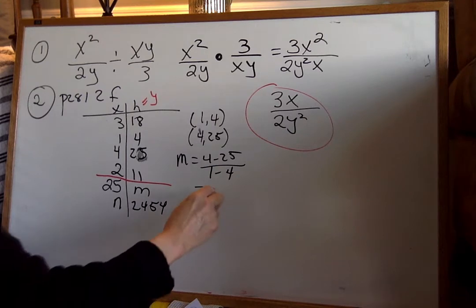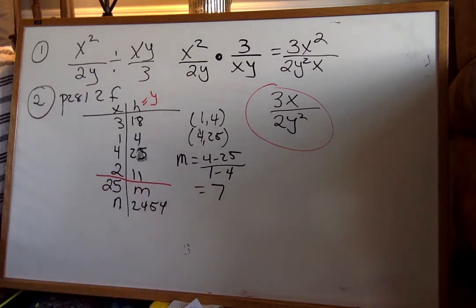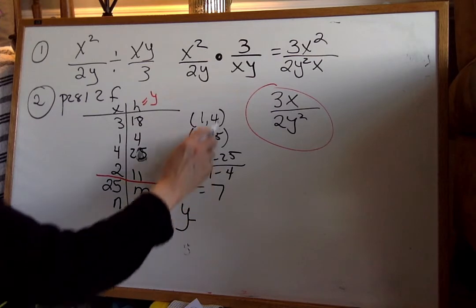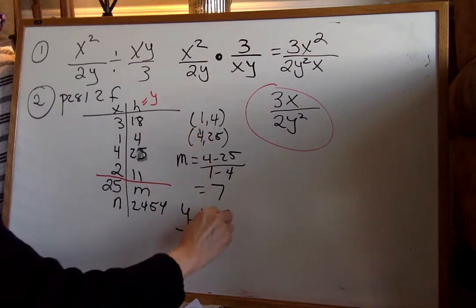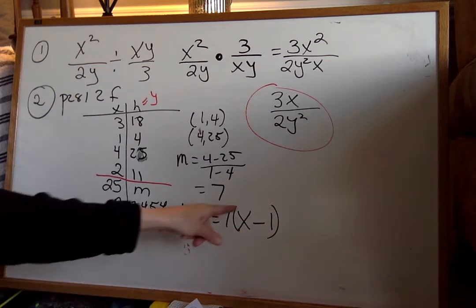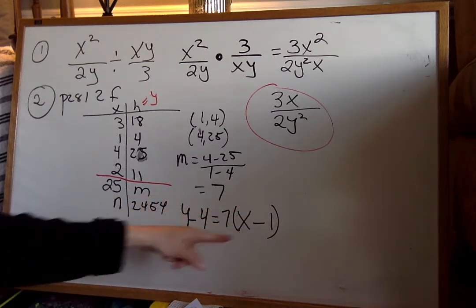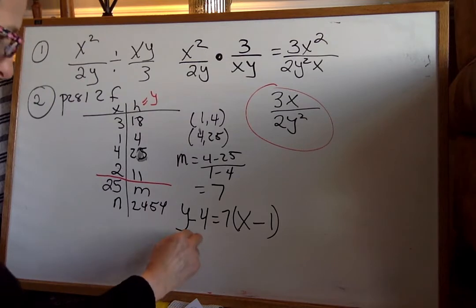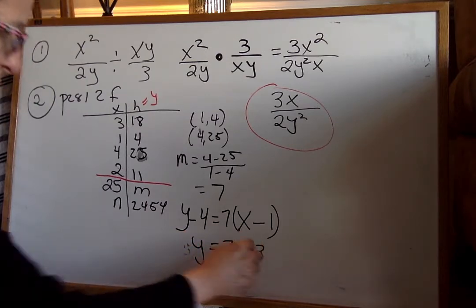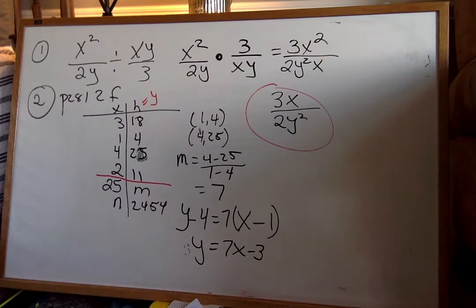If you do that math, you'll get 7. I'm going to use the point slope form. You're welcome to do the mx plus b and then solve for b. Y minus 4 equals slope times x minus 1. Distribute the 7, then move the 4 over. Check that yourself to make sure you're okay with that. You're going to end up with 7x minus 3.